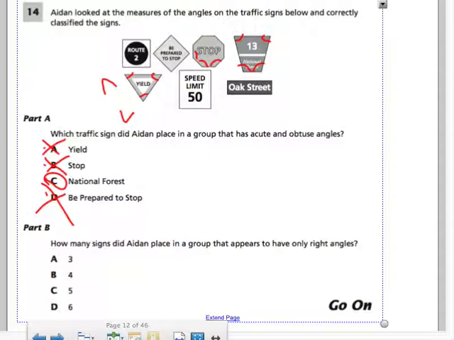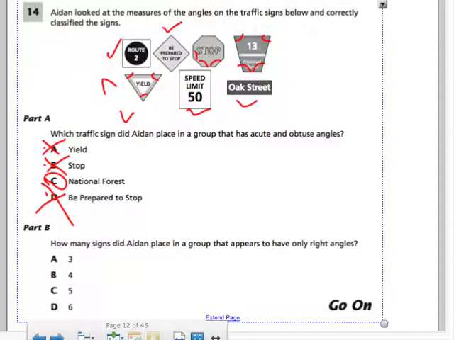Come on up. Can you see better now? Which ones are all right angles? Route 2. Correct. Be Prepared to Stop. Ooh, good one. Speed Limit 50. Yes, sir. Oak Street. Yes. Good job, Arthur.